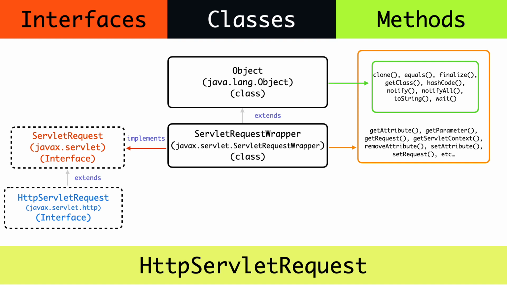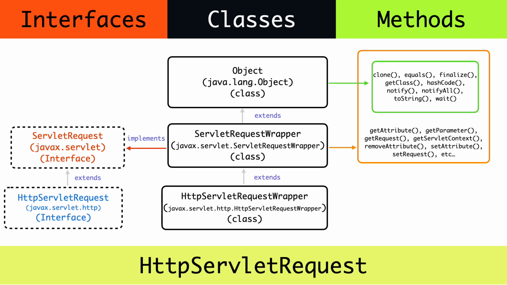So HttpServletRequest is also an interface which extends ServletRequest, and ServletRequestWrapper is a class which implements ServletRequest. And now HttpServletRequestWrapper inherits from ServletRequestWrapper, which means that all the methods given in the Object class and ServletRequestWrapper are inherited by HttpServletRequestWrapper. And HttpServletRequestWrapper implements HttpServletRequest, which means that methods defined in HttpServletRequest have to be implemented in HttpServletRequestWrapper.